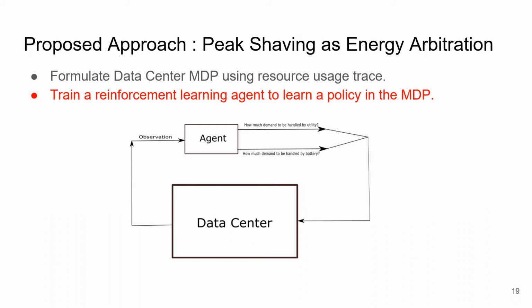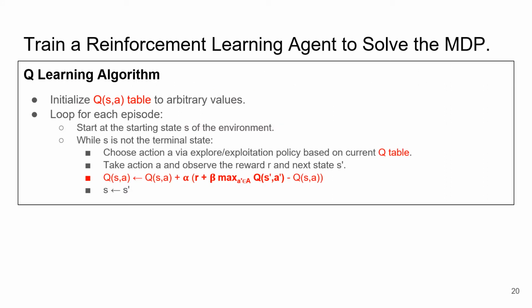We just saw the MDP formulation of a data center. Next, we will see how to train a reinforcement learning agent to learn a good policy for this energy arbitration task. Q-learning is a tabular reinforcement learning algorithm that is used to estimate how good it is to take an action A in state S. It is very popular in literature.